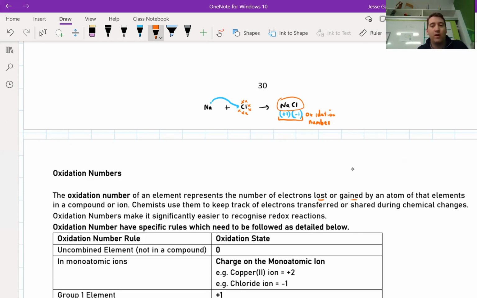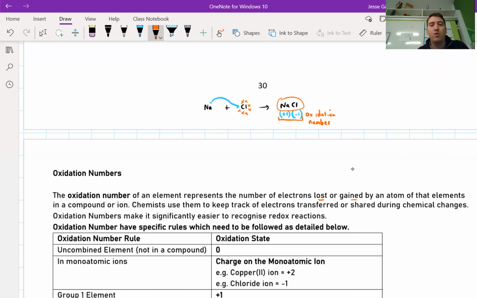So by losing an electron, you become a +1. Chlorine, in this case, has gained an extra electron, so we assign it an oxidation number of -1 because it's got 1 extra negative charge. So it's like how you would figure out the type of ion you're going to have. Chemists use them to keep track of electrons transferred or shared during chemical changes. Oxidation numbers make it significantly easier to recognize redox reactions. We can identify whether redox, reduction and oxidation, has happened by looking at oxidation numbers.